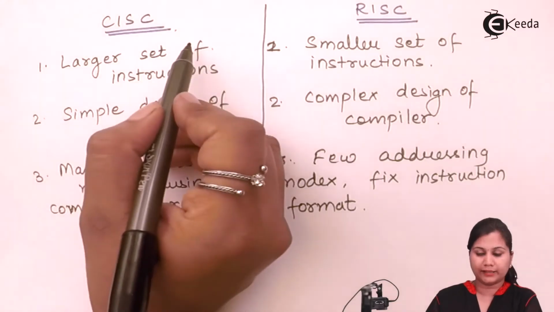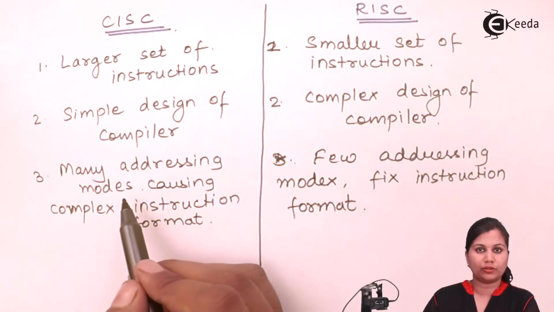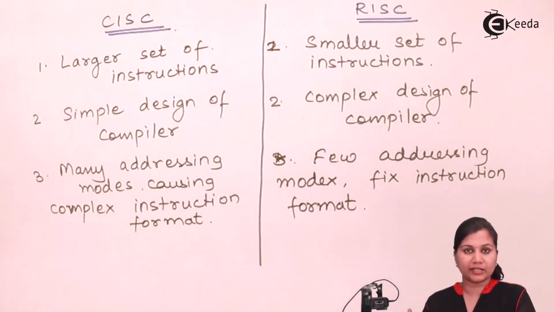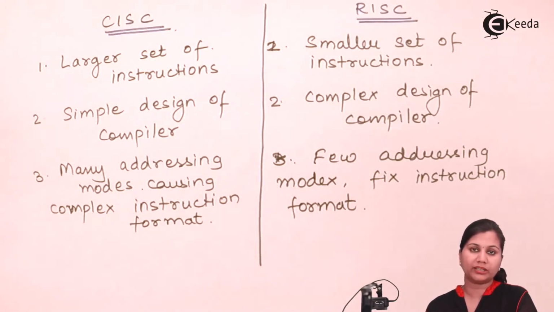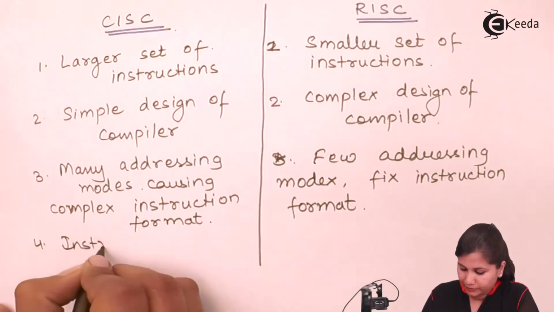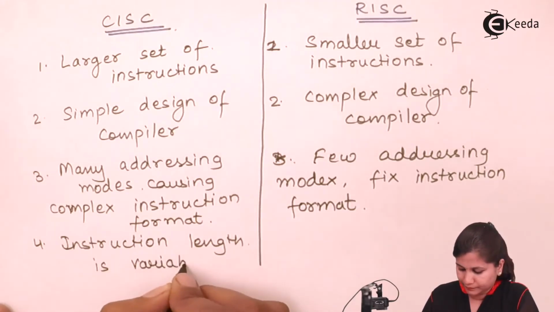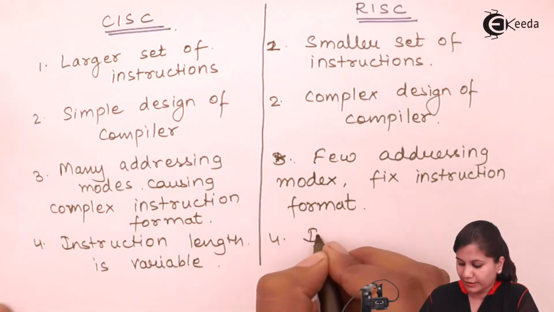Now in the CISC architecture, there are many addressing modes. Because the number of instructions is also more, the addressing modes will be more, causing the instruction format to be complex. Whereas in the RISC architecture, because very few instructions are present, there are very few addressing modes, and also the instruction format is fixed. The instruction length is fixed.